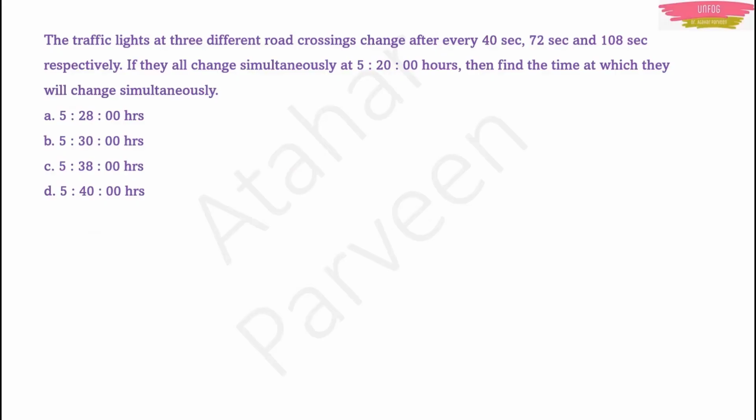Next question. They can ask you this type of question also, the traffic lights question. Remember they asked you one traffic lights question in 2015 also, right? So the question is: the traffic lights at 3 different road crossings change after every 40 seconds, 72 seconds and 108 seconds respectively. If they all change simultaneously at 5:20 hours, then find the time at which they will change simultaneously.